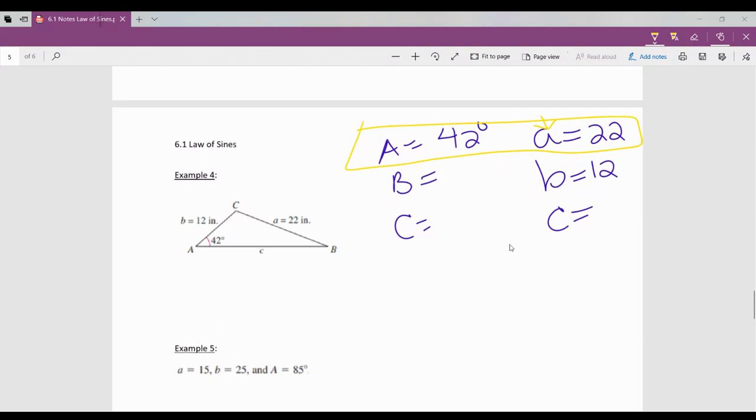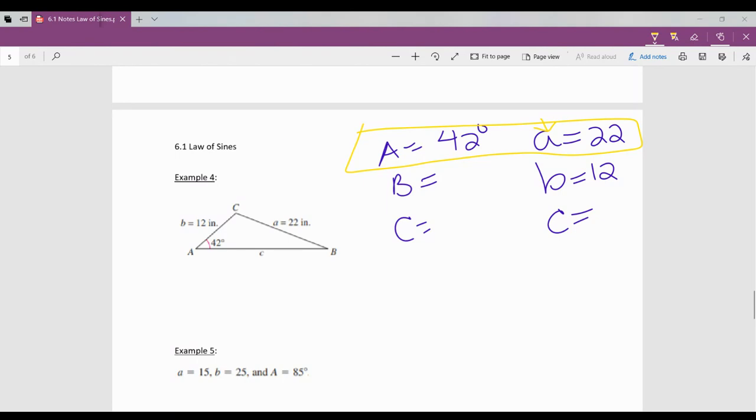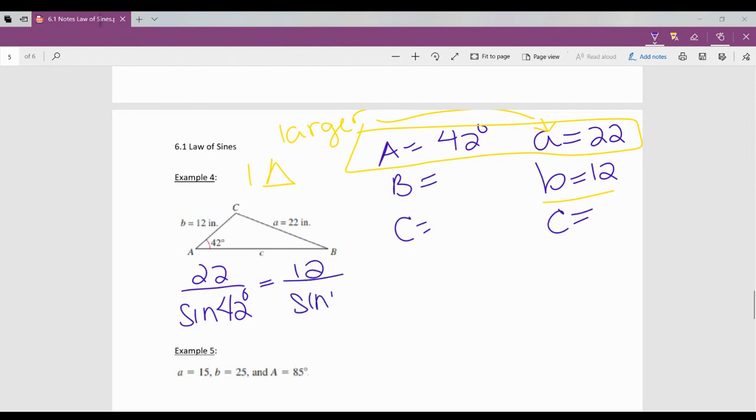Is this side a, which is in the pair, larger or smaller than the other one? So it's larger. All right, so a is larger than b. So therefore, there's only one triangle. All right, so that makes our life easier. So we can go ahead and set it up with the law of sines. So we do 22 over sine of 42 equals 12 over sine of B.